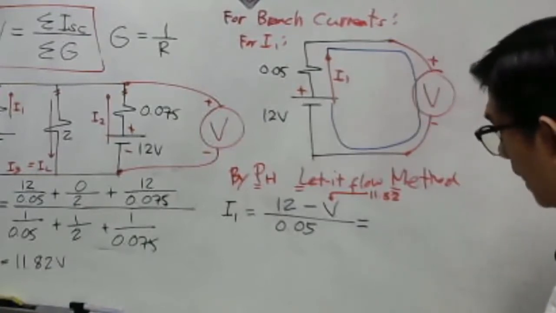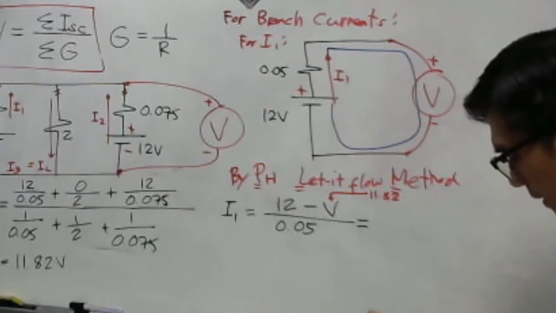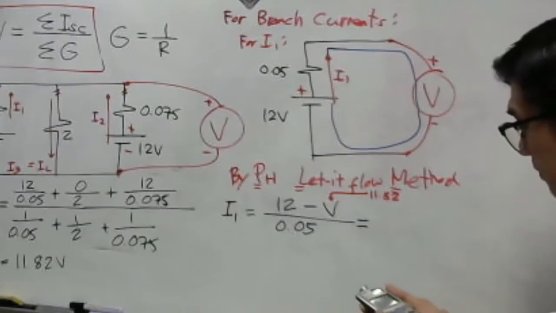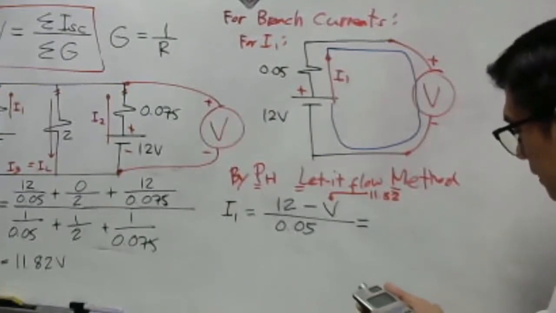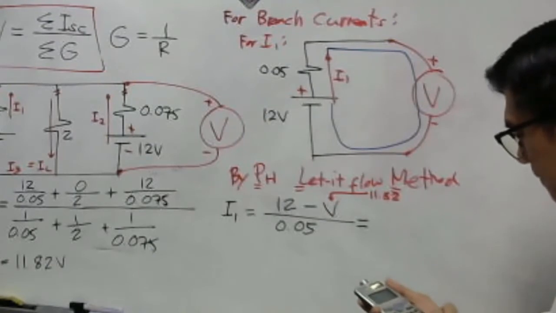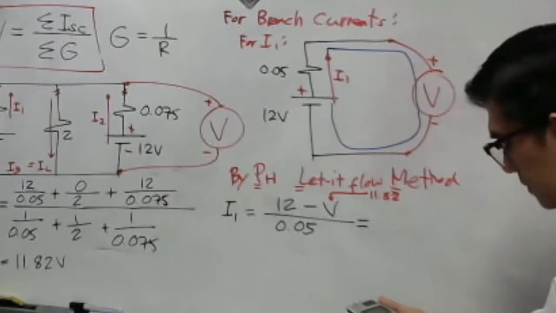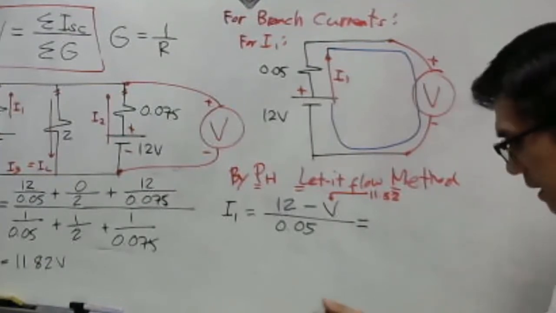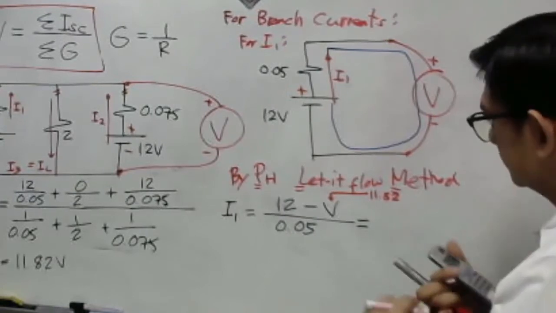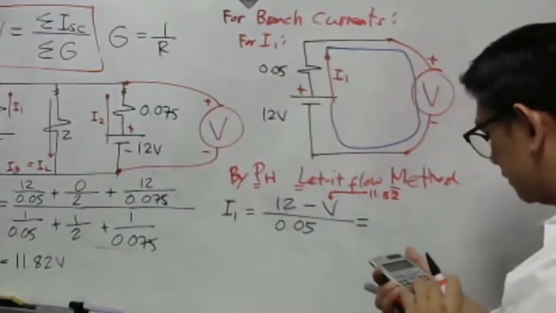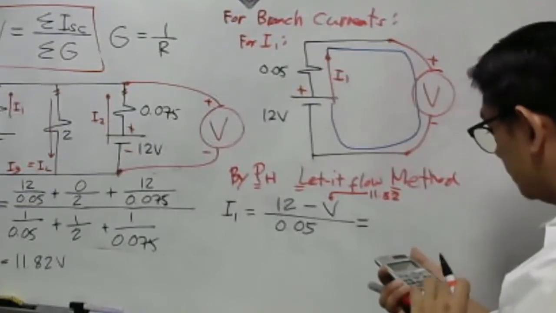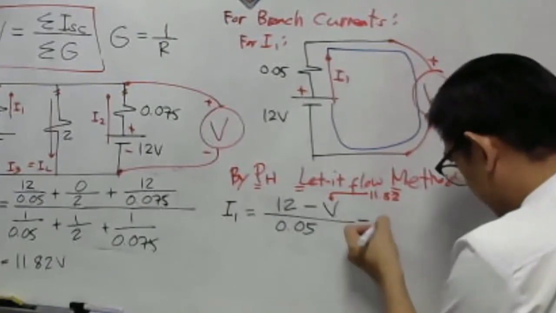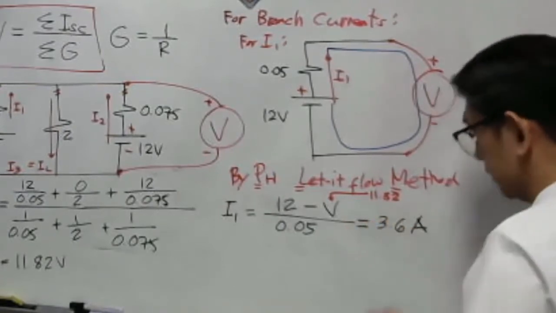So again, we have here 12 minus 11.82, divided by 0.05, equals our answer of 3.6 amperes. Is this correct? Let's double check. We have 12 minus 11.82 divided by 0.05. 3.6. That's correct, 3.6 amperes.